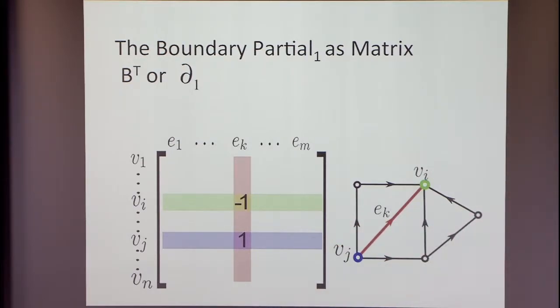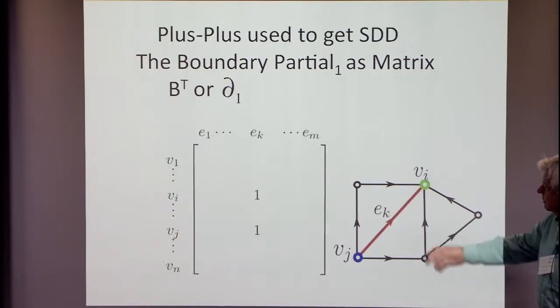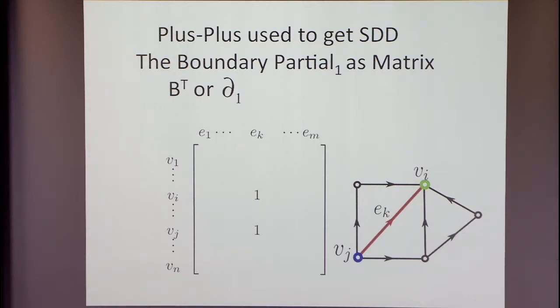But I claim for topological reasons it's nice to think of it as B transpose, and then B stands for boundary. Okay? So it's a matrix where every column corresponds to an edge, and it has two entries for the two endpoints of that edge, one plus and one minus, corresponding to this kth edge. But actually, if you just put two ones in, that really doesn't cause a problem. All that corresponds to is symmetric diagonally dominant systems. So in general, you can simply consider these boundary operators.